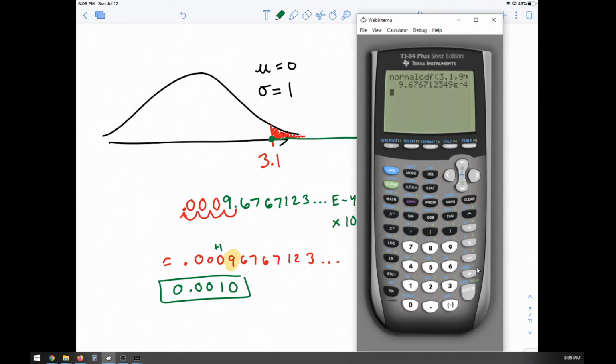Again, we cannot have an area greater than 1. So anytime normal CDF is used to find an area under a normal curve, you cannot get an answer greater than 1. And if you do get one, it's not because it's greater than 1. It's because it's scientific notation. Okay, so hopefully you found that helpful.